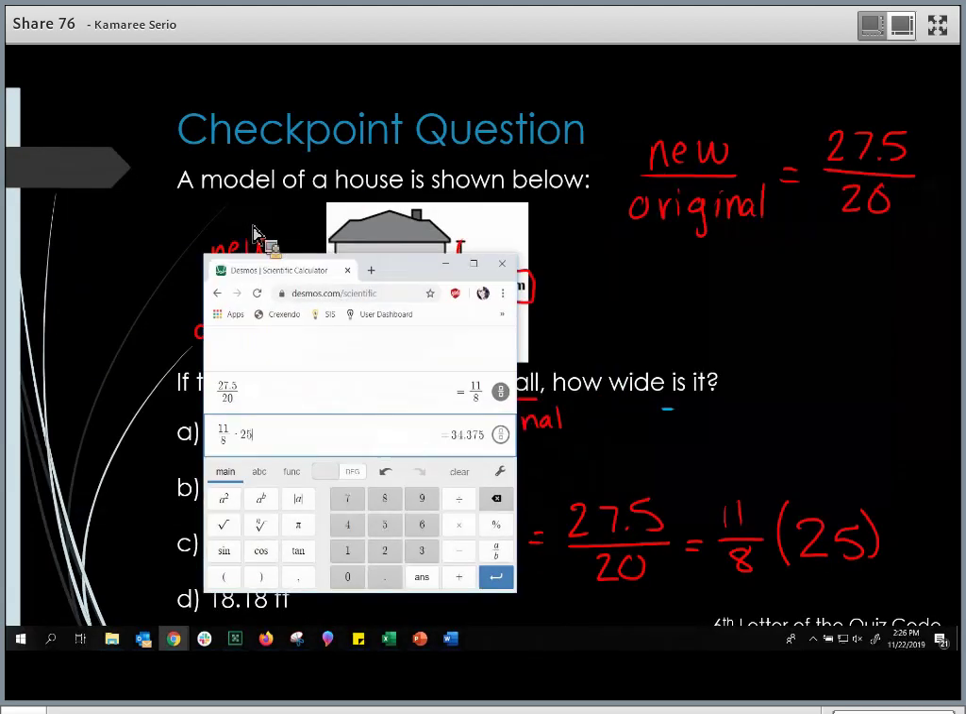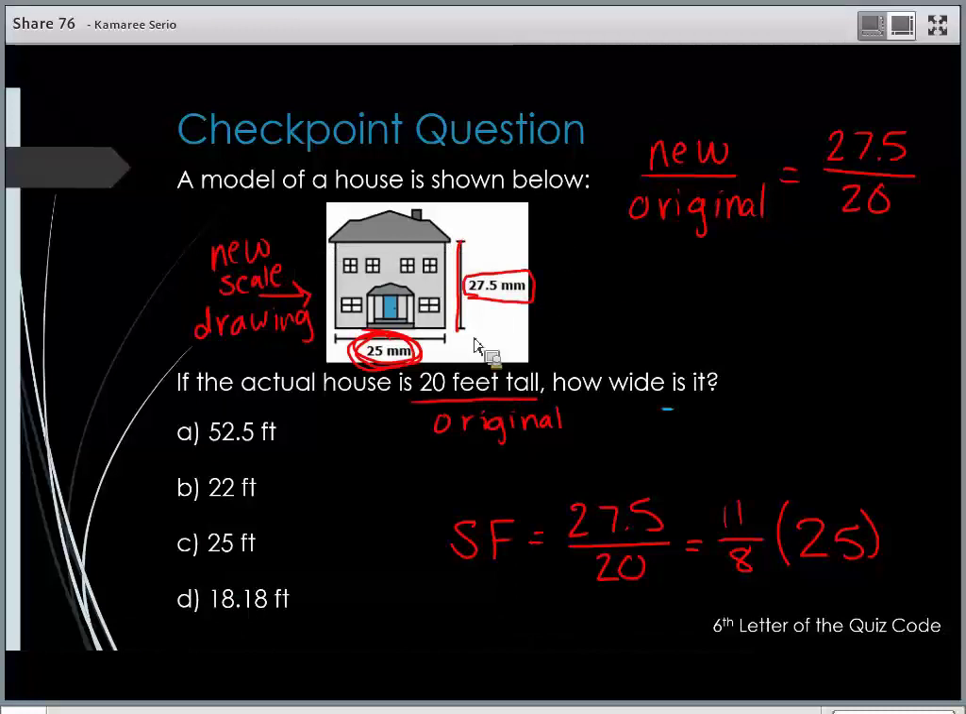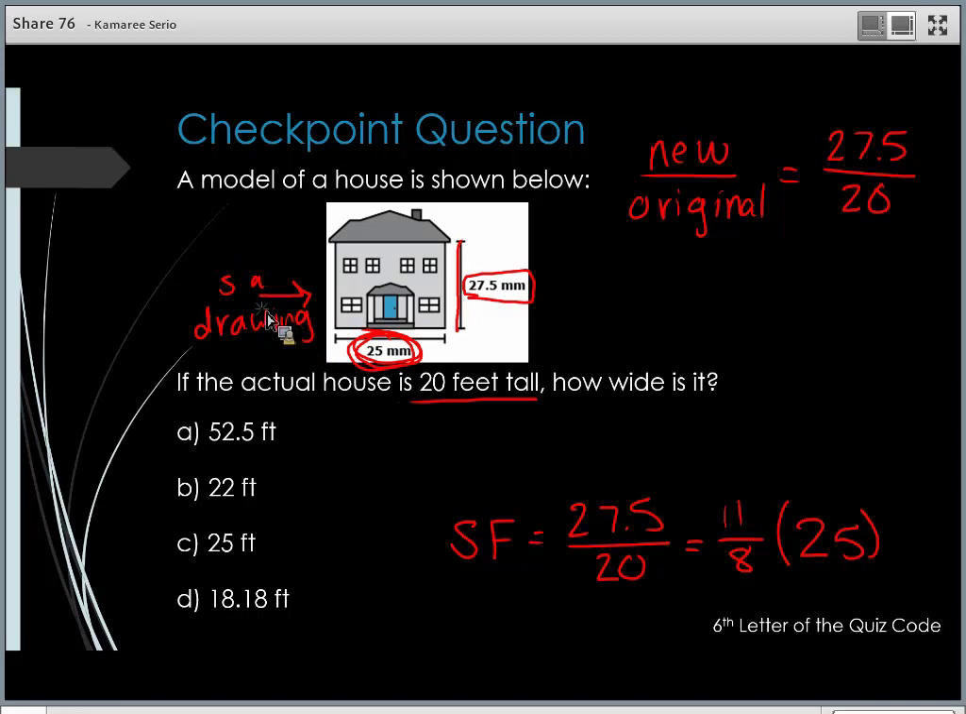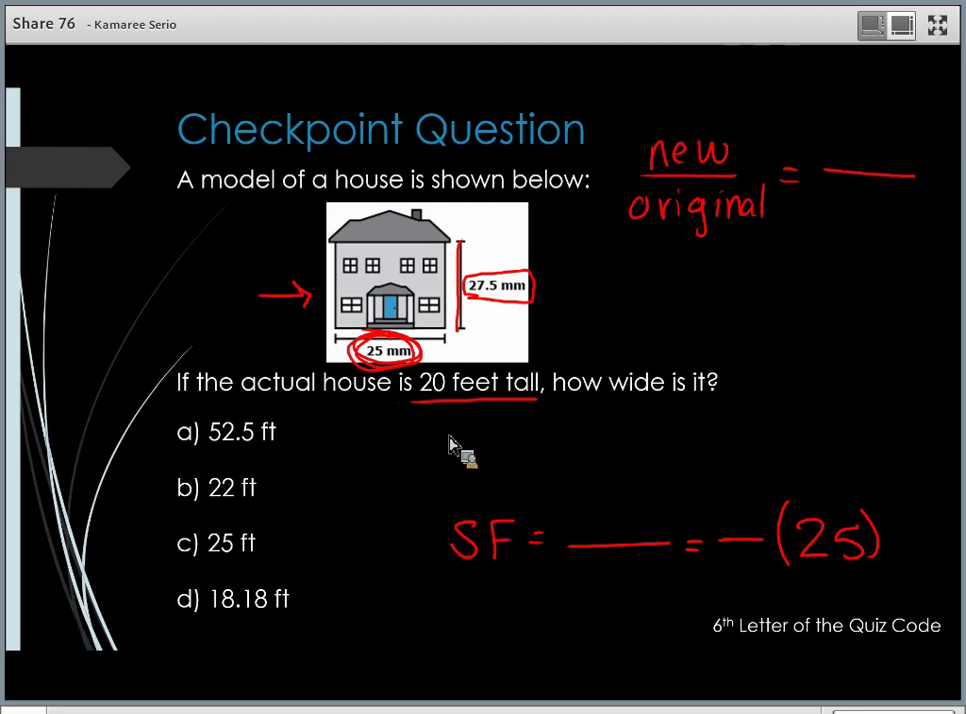I figured it out. So, I confused the original and the new, which means that the 20 feet should be your new. Think about whenever they are constructing houses, they probably draw a scale of it first before they just build the house, right? So that means that this 20 feet tall is going to be the new height of your house, right? And this over here is the original scale drawing. So that was my mistake, I apologize. But if you think about it, it does make sense.